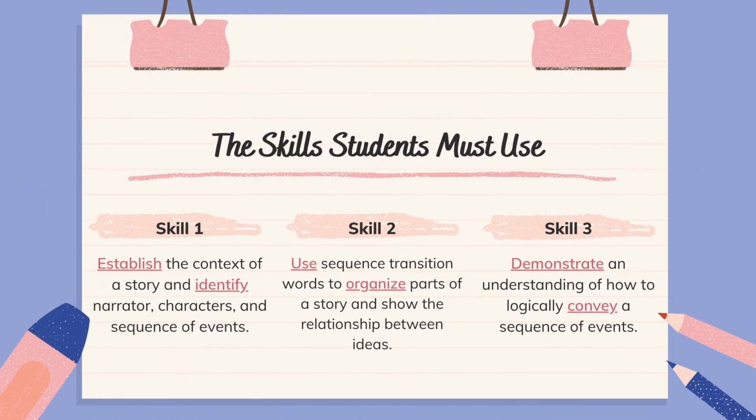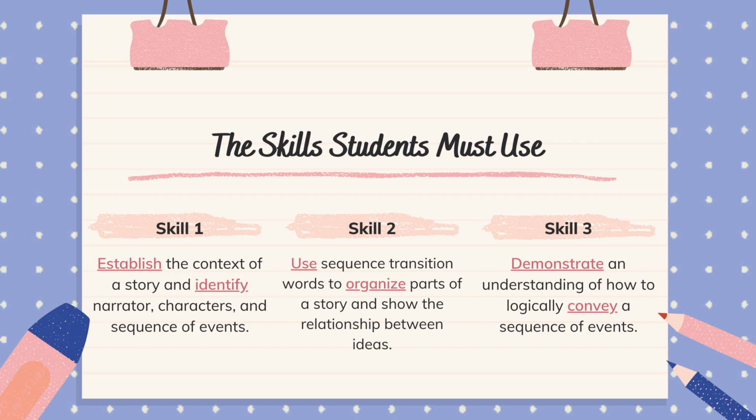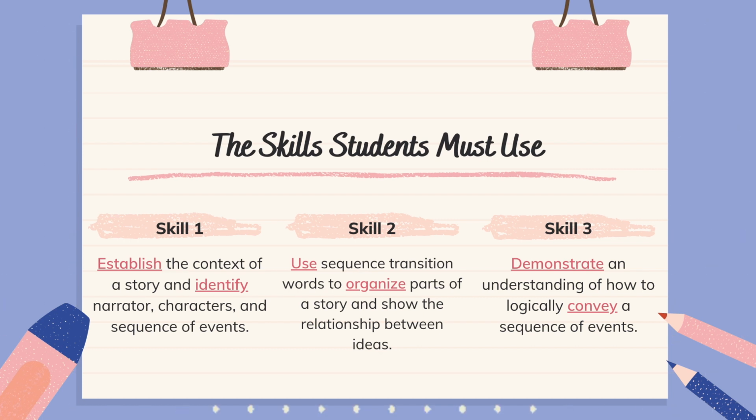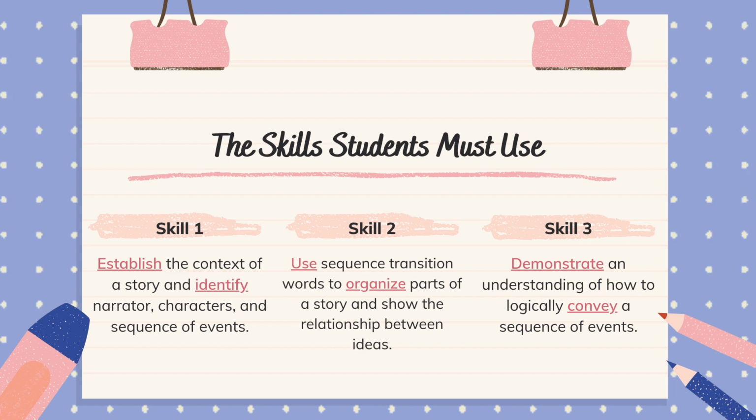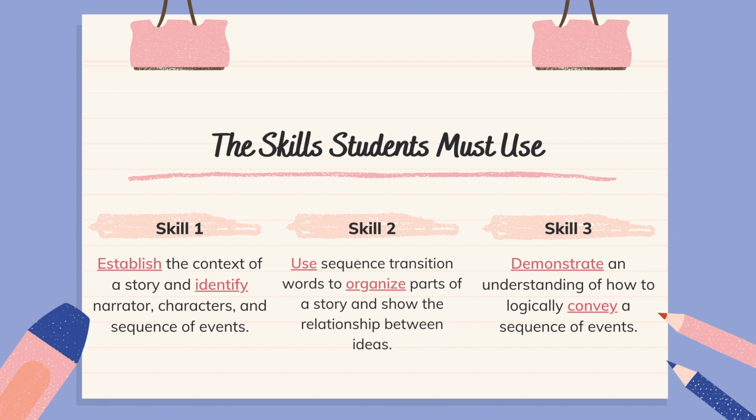The next thing you must consider are the skills students must use to meet the standards. The skills can be identified by examining the verbs used in the standard. For this unit, students will establish the context of a story and identify narrator, characters, and sequence of events. Secondly, they must use sequence transition words to organize parts of a story and show the relationship between ideas. Finally, they should demonstrate an understanding of how to logically convey a sequence of events. There are actually a lot of literacy skills here that students must show a mastery in, so this unit should take a few weeks for students to work their way through.